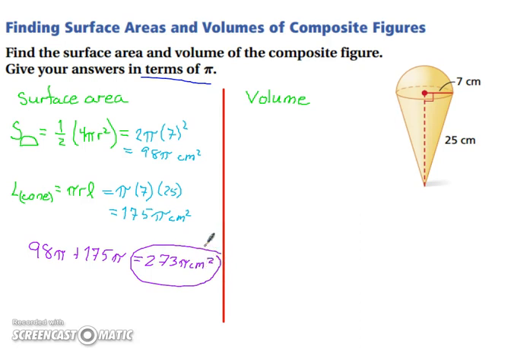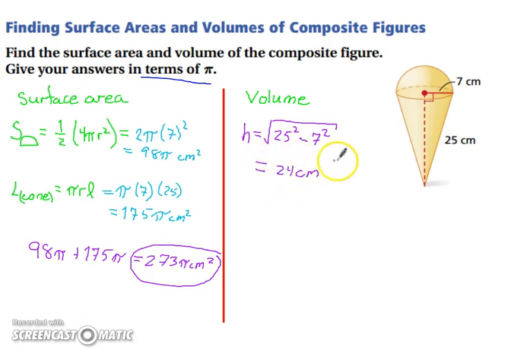Let's look at the volume. Before we go too far with our volume, we need to know what the height of our cone is. So we can use the Pythagorean theorem to figure out our height. Our h, or our height, is going to equal the square root of 25 squared minus 7 squared. This is just an alternate version of the Pythagorean theorem, which is a squared plus b squared equals c squared. Since our hypotenuse is 25, we need to subtract and then take the square root of that. This is going to give us 24 centimeters.